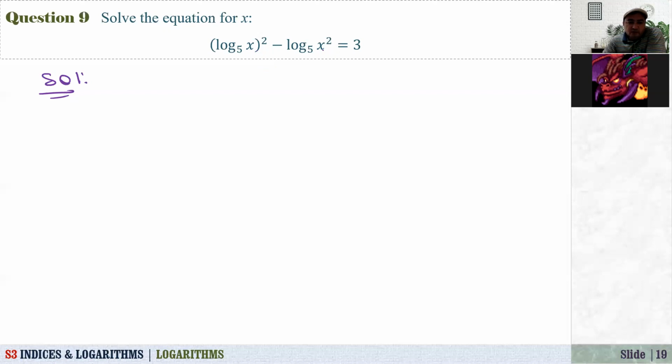For the second one, we have no problem. For x squared, only x should be different from 0. But the first one, x should be greater than 0. So actually our solution should be from 0, not inclusive, to infinity. So somewhere here.